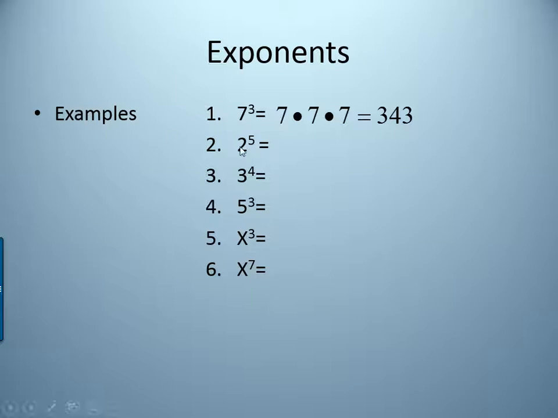What I want you to do is attempt 3, 4, 5, and 6 on your own. We're going to talk about them in class, but let me do this variable one with you. It's still the exact same thing. If 2 to the fifth meant 2 times 2 times 2 times 2 times 2, then x to the third really means x times x times x, 3 x's being multiplied by each other. Go ahead and finish those examples on your own.